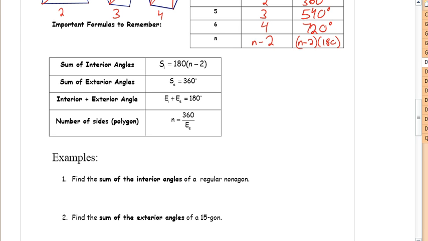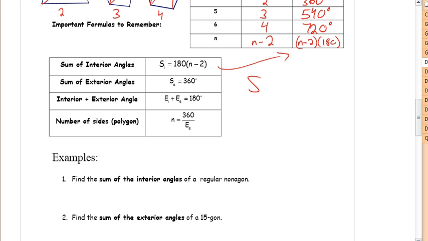We have the sum of the interior angles, okay, which is the one we just did. So that comes straight from there, 180 times n minus 2. It's the same idea. The sum of the exterior, simple. The sum of the exterior angles is always going to add up to 360. The interior plus the exterior angle always equal 180. And the number of sides is always going to be calculated by taking 360 divided by the measure of the exterior angle. So there's a lot going on there.